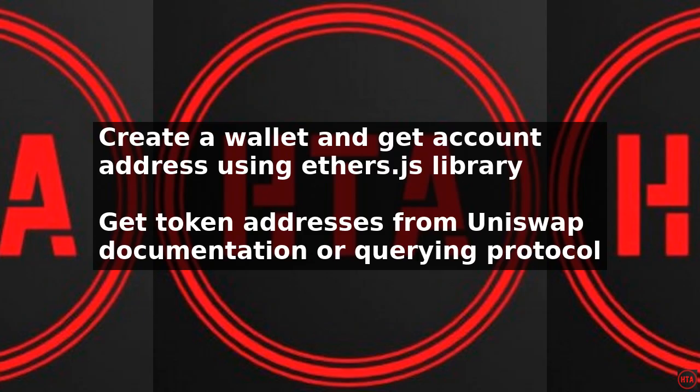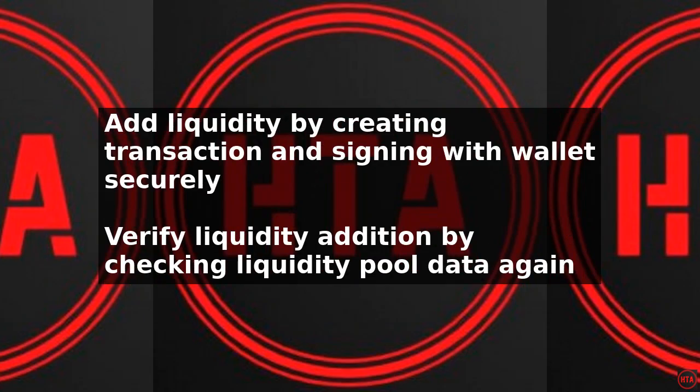To add liquidity, you need to create a transaction and sign it with your wallet. The Uniswap SDK provides a function to create the transaction data for adding liquidity, which you can then send to the Ethereum blockchain using a provider like Ethers.js. After sending the transaction, you can verify that the liquidity has been added successfully by checking the liquidity pool data.